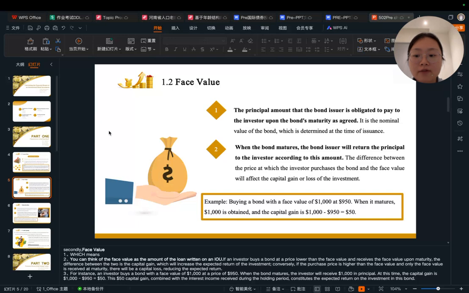The second, face value, the principal amount that the bond issuer is obligated to pay to the investor upon the bond's maturity as agreed. When the bond matures, the bond issuer will return the principal to the investor according to this amount. And here is an example. Buying a bond with a face value of $1,000 at $950, when it matures, $1,000 is obtained and the capital gain is $50.